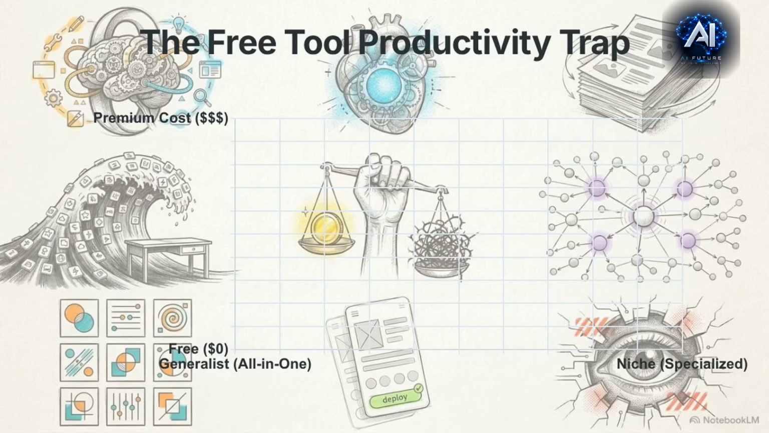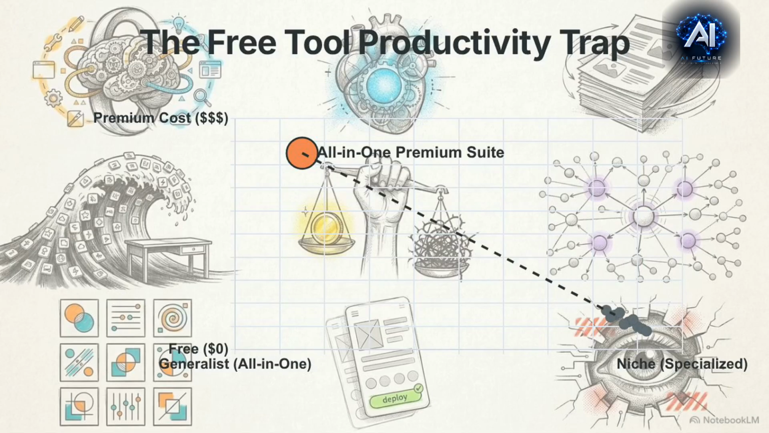This chart maps out the exact trade-off you have to make today. On the vertical axis, we have cost, and on the horizontal axis, specialization. You have to choose between spending financial capital on an all-in-one premium suite at the top left, or paying in cognitive overhead by managing multiple free apps at the bottom right. Right now, the market is completely flooded with these niche, zero-cost tools. Navigating this bottom right corner without a plan is a guaranteed way to kill your productivity.